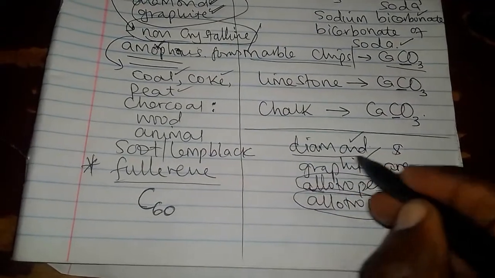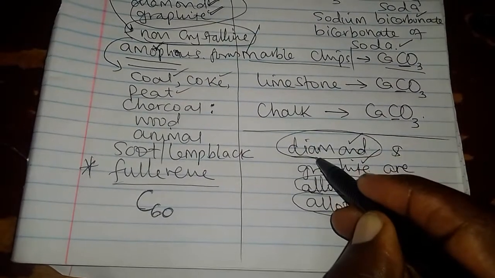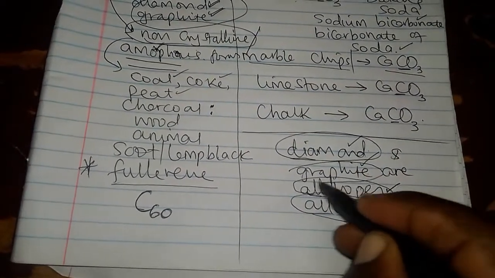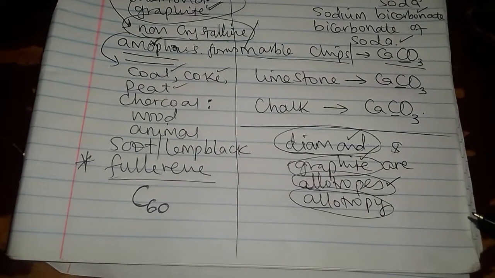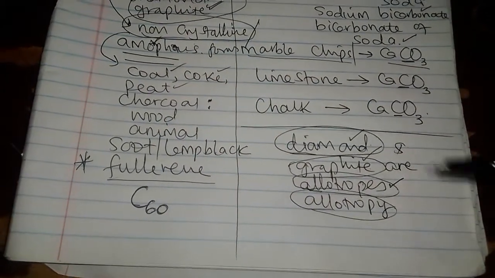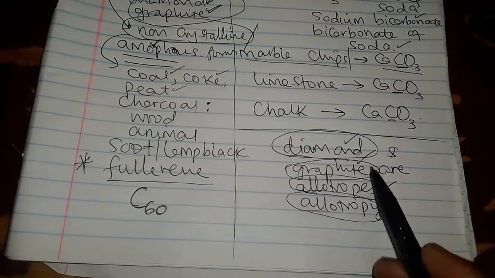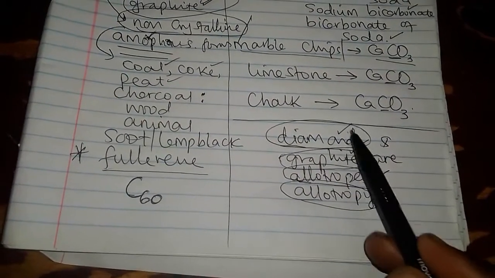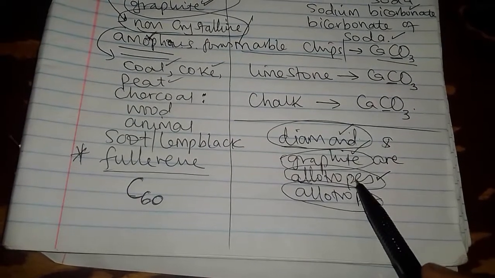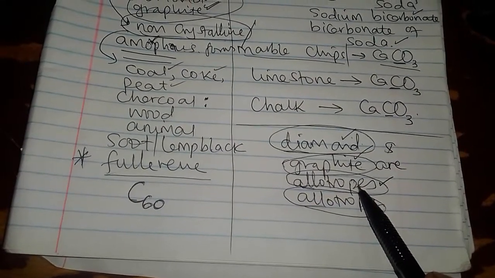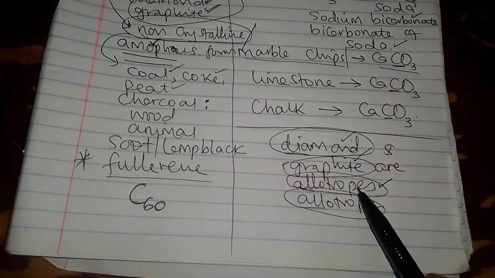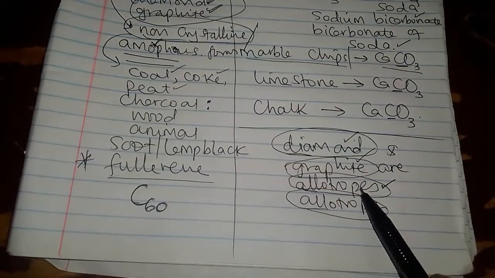Diamond is a shiny crystalline structure which is transparent. Graphite is a black substance, gray or black in appearance. Diamond and graphite are all allotropes of carbon. Allotropes are forms of an element which are in the same physical state.